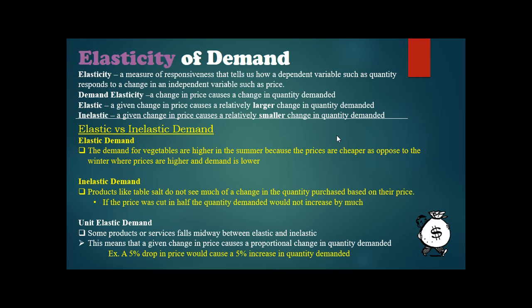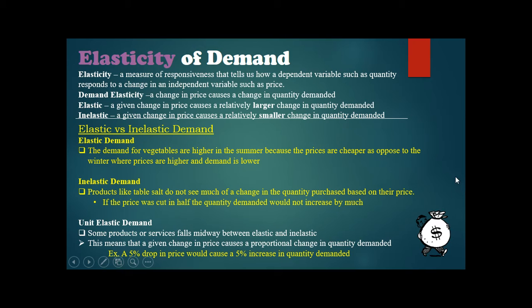This means that a given change in price causes a proportional change in quantity demanded. So, for example, a 5% drop in price would cause a 5% increase in quantity demanded. These might be a little difficult to visualize until we see them in graph form, which is why we've been graphing demand this whole time, so that you can easily understand elastic, inelastic, and unit elastic.